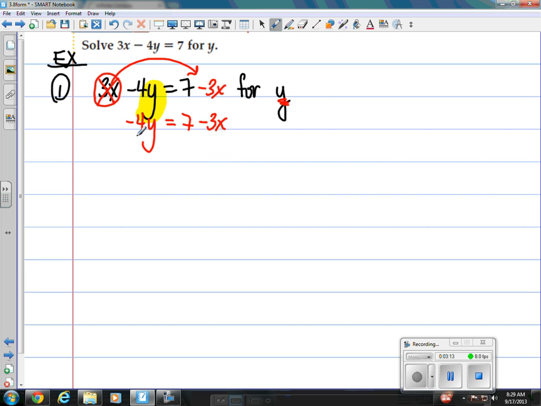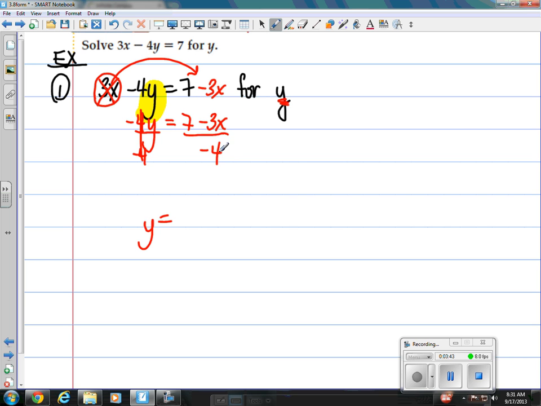Now, the next thing we're going to do is say, here's my y. Still ask ourselves, what's happening to y? He's right beside of my 4, so that means he's being multiplied by negative 4. To do the opposite is to divide both sides by negative 4. Okay, so that means our negative 4's cancel, and we're left with y equals.